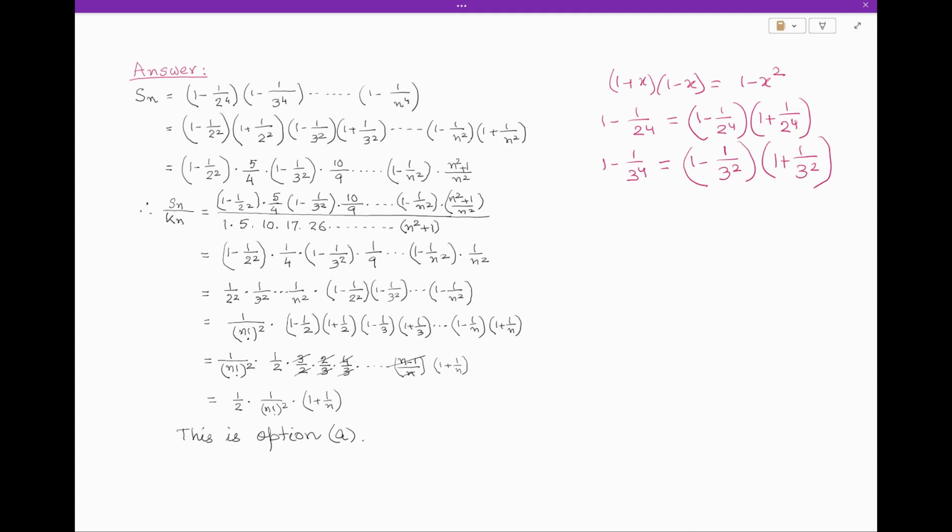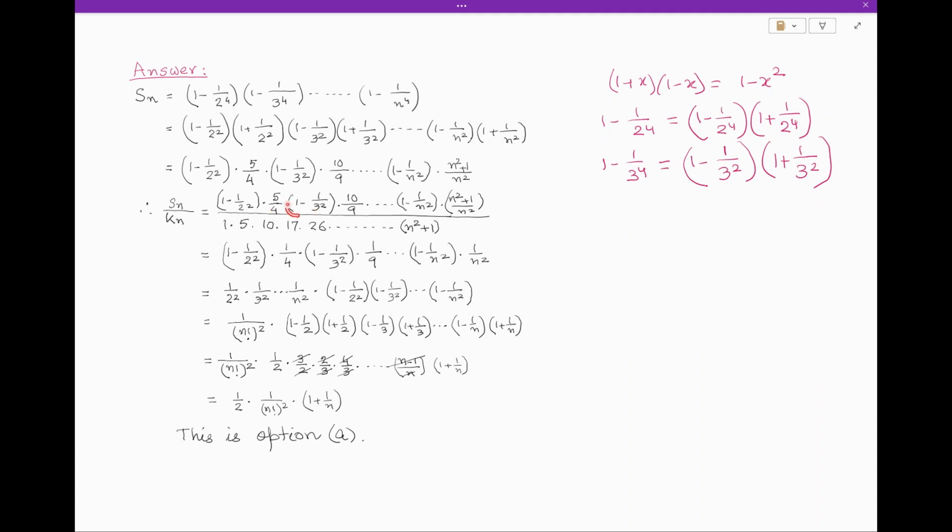Now, if you look at the numerator and denominator of this right hand side, we see that there is a 5 here which will cancel with this 5. There is a 10 here which will cancel with this. Similarly, there will be a 17 here which will cancel with 17. There will be a 26 here which will cancel with 26. And there is an n square plus 1 here which will cancel with n square plus 1. So, we will be left with all these minus terms, 1 minus 1 by 2 squared, multiplied by, from this term only 1 by 4 will remain.